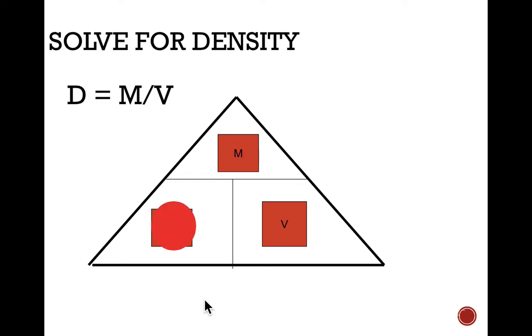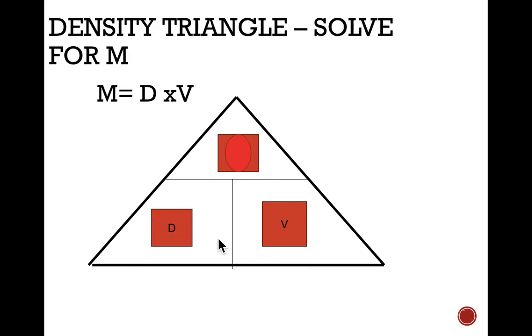For example, if I wanted to solve for density, I cover up density, and what you would see left here is mass over volume. So I would know that in order to calculate density, I would need to take the mass and divide it by the volume. On the other hand, if I wanted to solve for mass and I cover up mass, these two things are next to each other. So I know to solve for mass, I would have to take the density and multiply it times the volume. You'd solve for M.